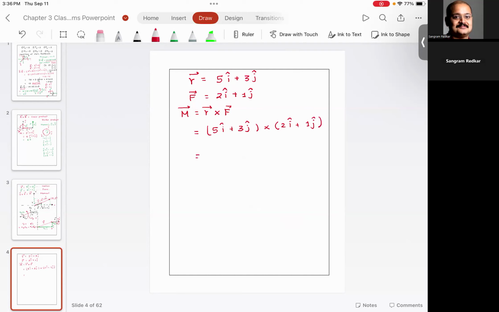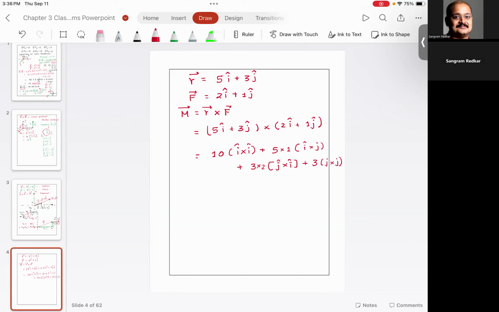Expand. 5 times 2 is 10, in the parentheses, i cross i, plus 5 times 1, in the parentheses, i cross j, plus 3 times 2, j cross i, plus 3 times 1, j cross j.